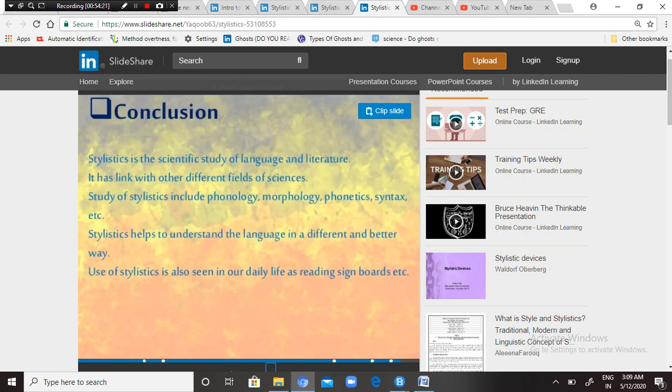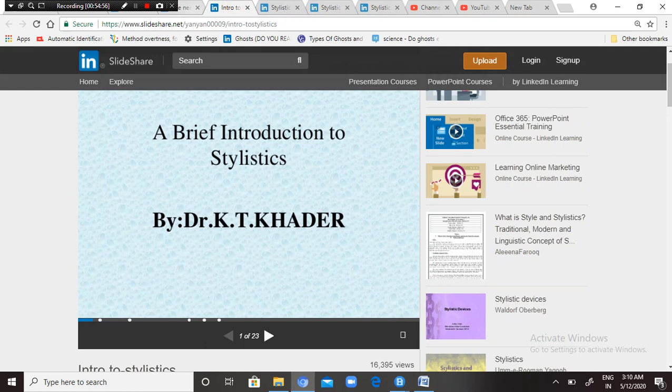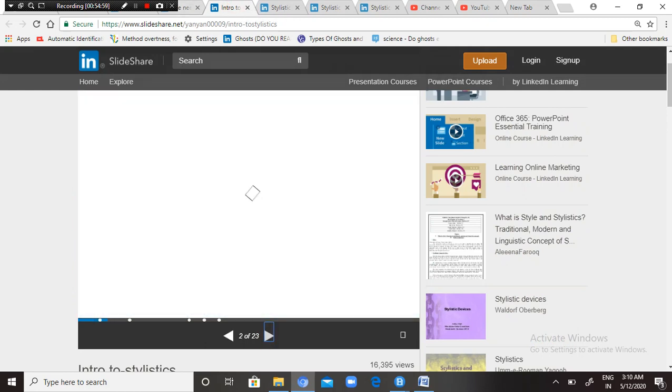So here is a conclusion. Stylistics is a scientific study of language and literature. It has a link with different fields of science. The study of stylistics includes phonology, morphology, phonetics, syntax, etc. Stylistics helps us to understand language in a different, better way. The use of stylistics is also seen in our daily life, in reading signboards, etc. So here is the conclusion of the branches of stylistics. And next, we almost cover all the slides in the Google slides in this video.